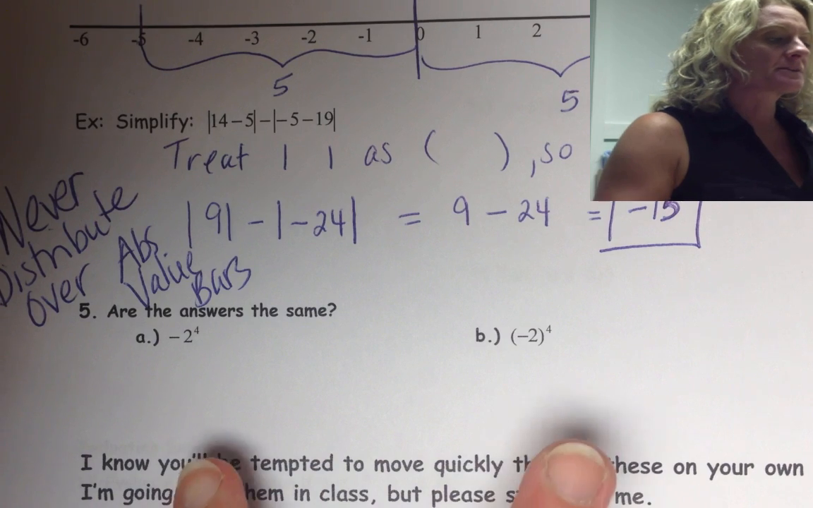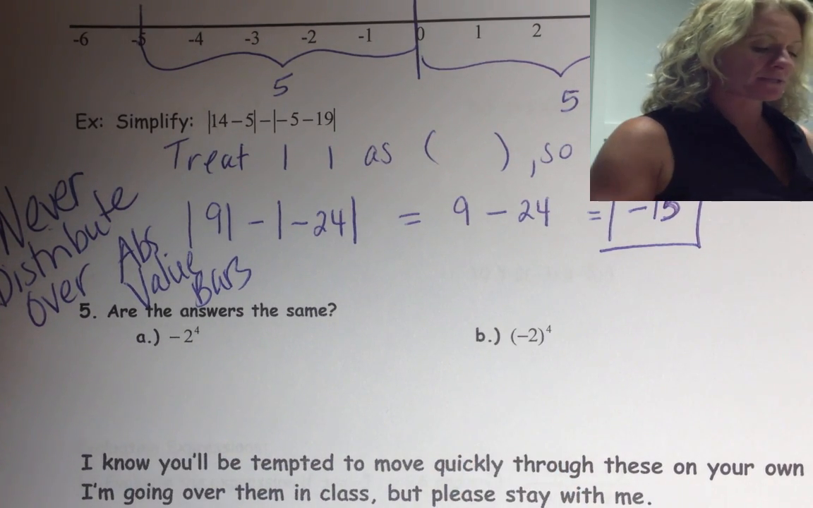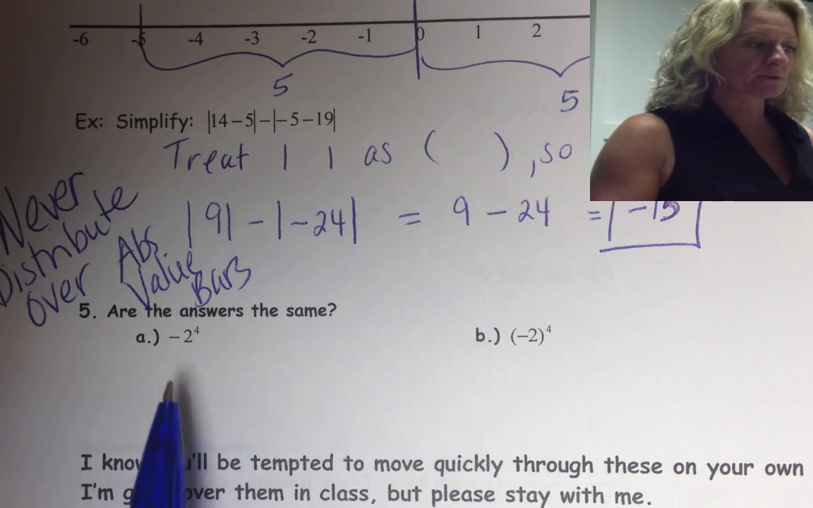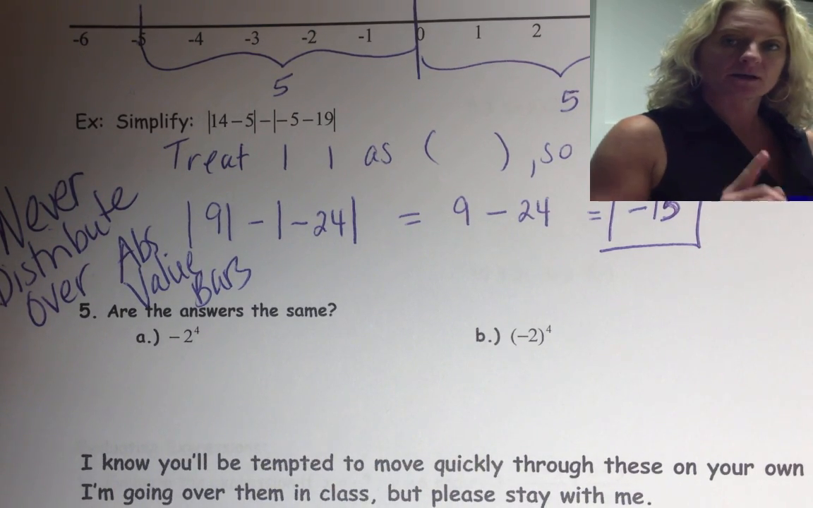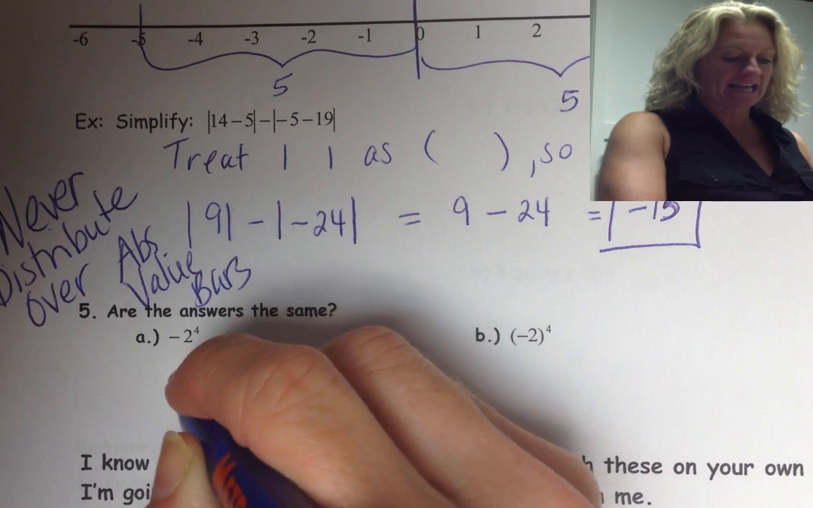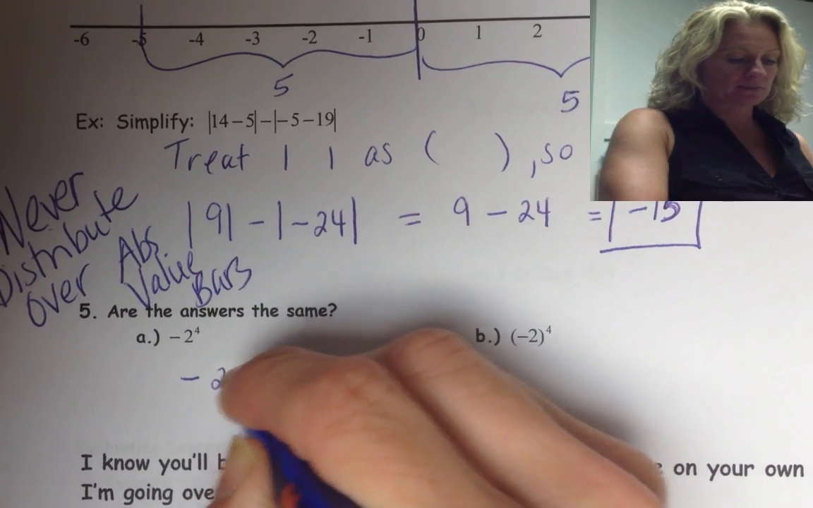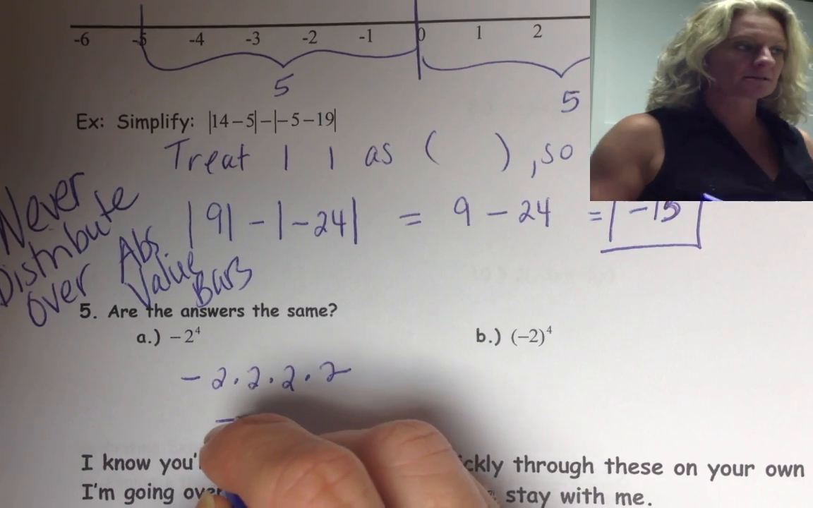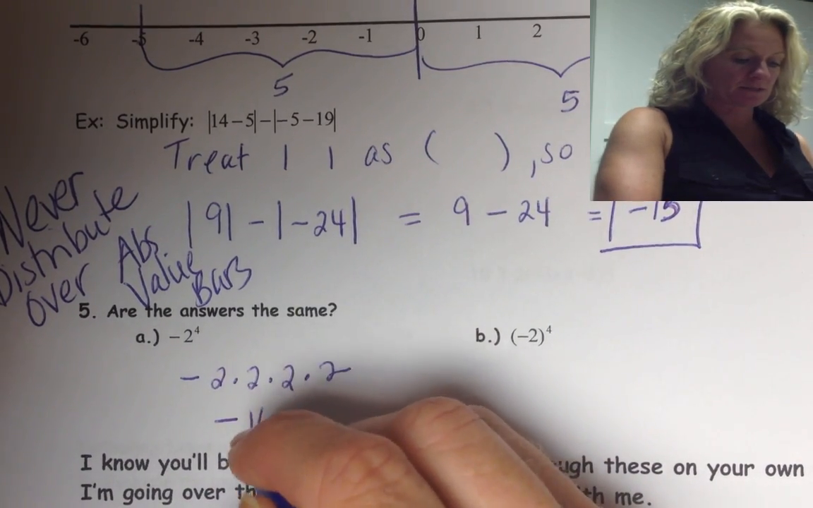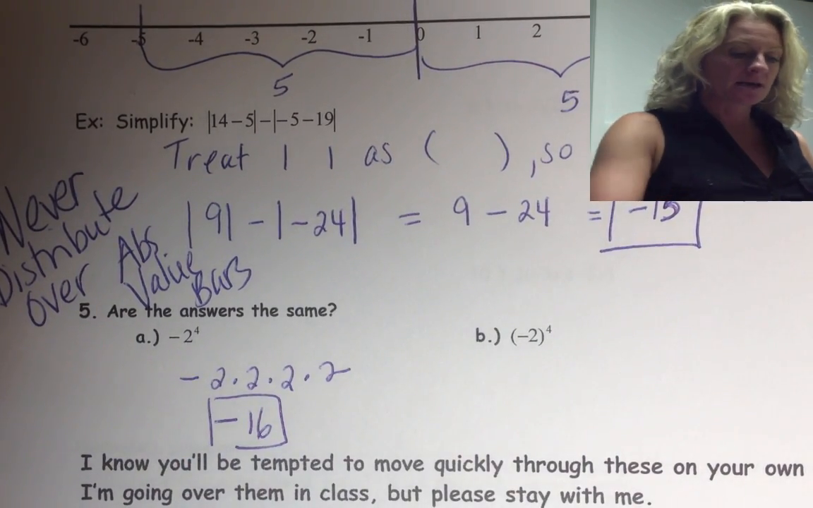Okay? Now, something else I want to make sure I review, because students always seem to get this wrong, is the difference between negative 2 to the 4th and a negative 2 in parentheses to the 4th. Make sure you understand this means negative, and then 2 times 2 times 2 times 2, so the negative stays, and 2 times 2 times 2 times 2 is 16.